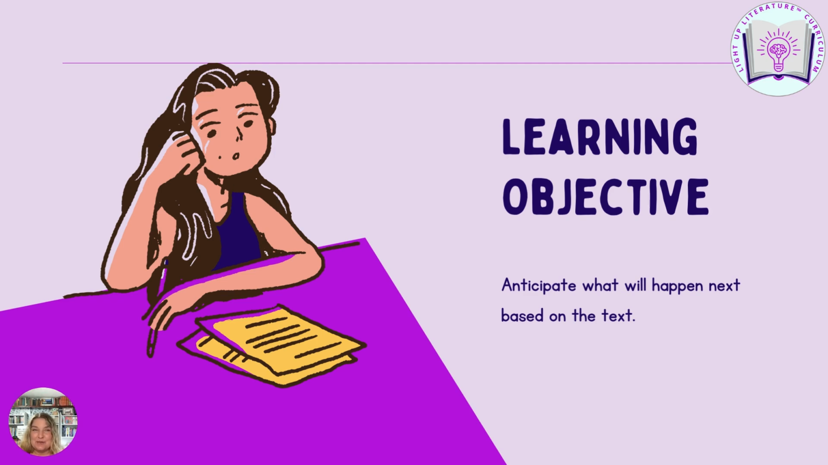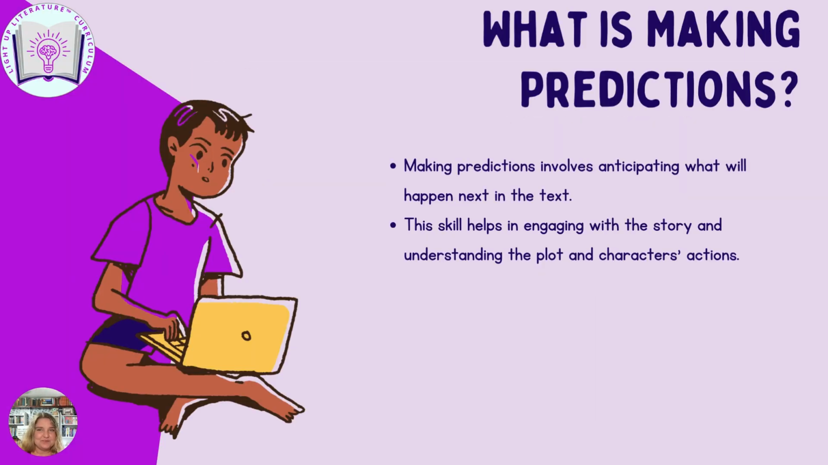You can also do this with movies. It's very fun. So making predictions involves anticipating what will happen next, and this skill helps keep the readers engaged in the story or movie, and it also just helps create new challenges for the plot and for the characters and what's happening.